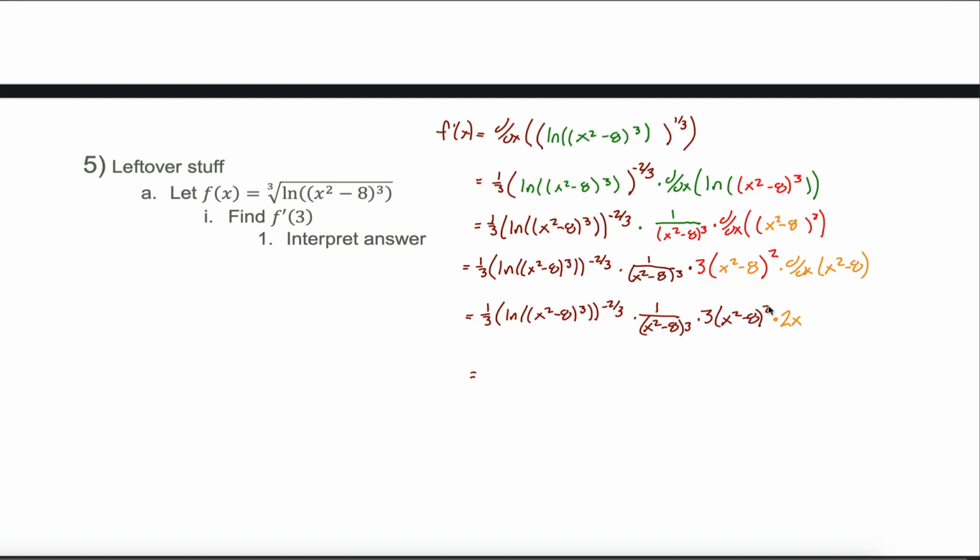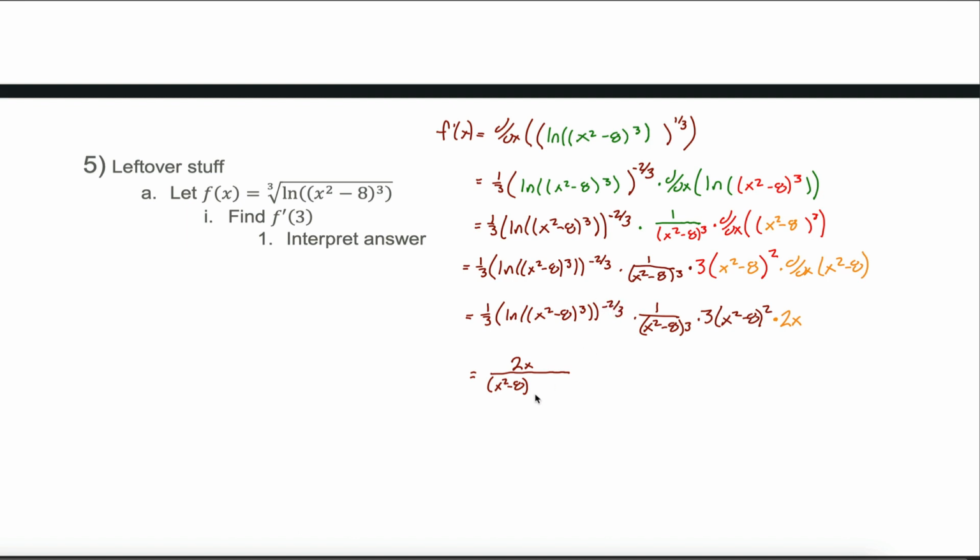That'll allow me to cancel out this entire x squared minus 8 squared with 2 of the x squared minus 8s that make the x squared minus 8 cubed in the denominator here. That'll simplify things quite a bit. I can also cancel out this 1/3 and this 3, and what that'll leave me with is just a 2x up in the numerator for this 2x right here. Down in the denominator, I'll have the 1x squared minus 8 that netted out from this and this. And then I'll have this entire mess that's raised up to the negative 2/3 power.